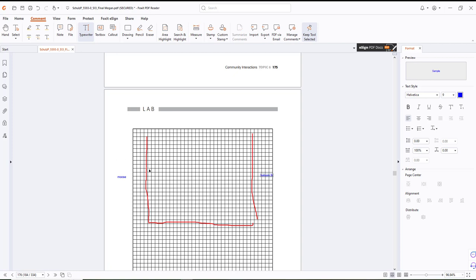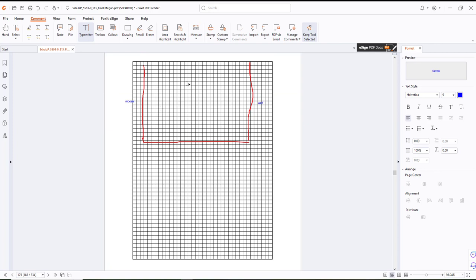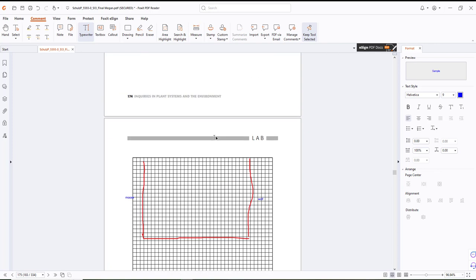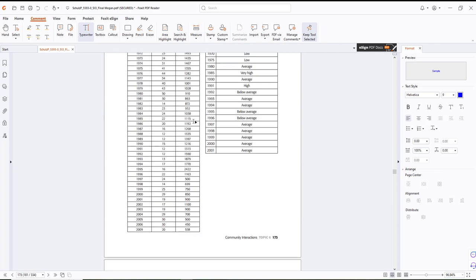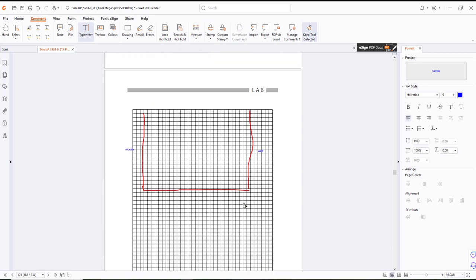Now what's different is the moose will look the same as up here. You'll have the up and down because the population will go up and down. But then look over here where you have the growth rates. They're not numerical. It's more qualitative. You have average, above average, low. So you're basically going to have to rate that.